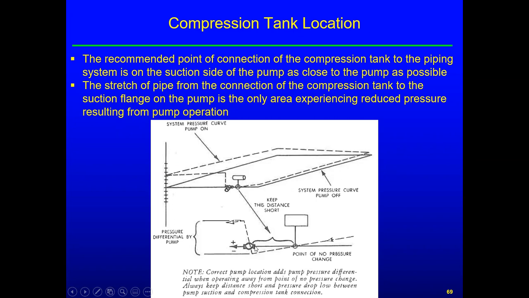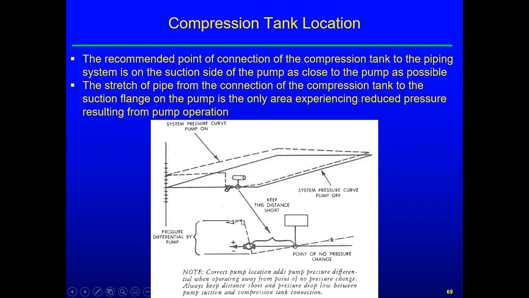And so the only place that pressure goes down, if this is where you put your compression tank, is in this pipe as it flows from this point to the pump. And so we see that pressure going down, okay? And then we go through the pump, and of course the purpose of the pump is to establish this jump up in pressure, right? And then it's that pressure that circulates the fluid around the loop.